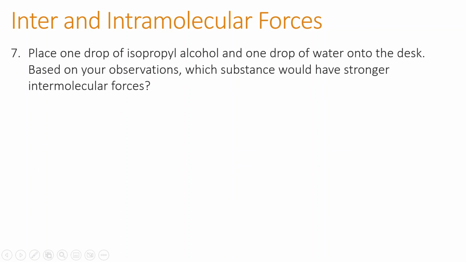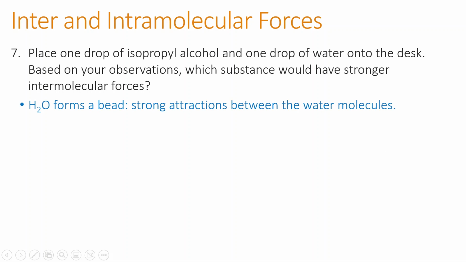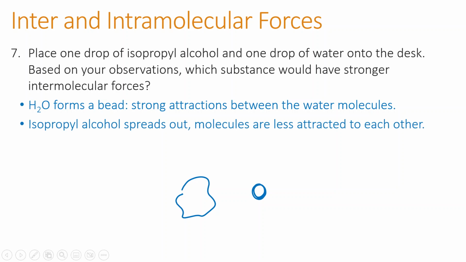So we're going to place 1 drop of isopropyl alcohol and 1 drop of water onto the desk. Based on your observations, which substance will have stronger intermolecular forces? When you put the alcohol onto the desk, it's going to tend to spread out into a puddle, whereas your water is going to tend to form nice round little beads. That's because the strong attractions between water molecules hold those molecules close together. In alcohol, they're going to spread out because those molecules are less attracted to each other.